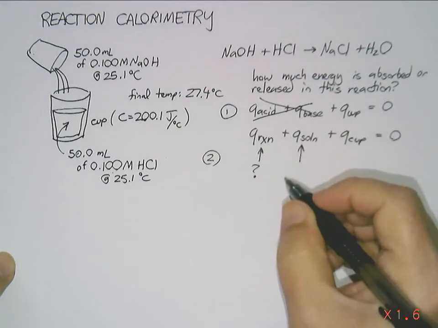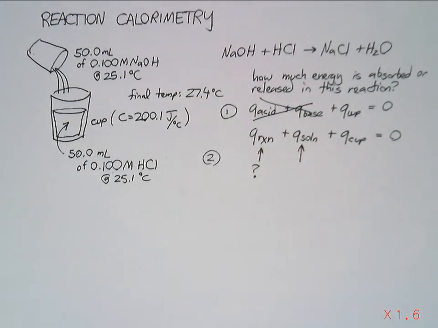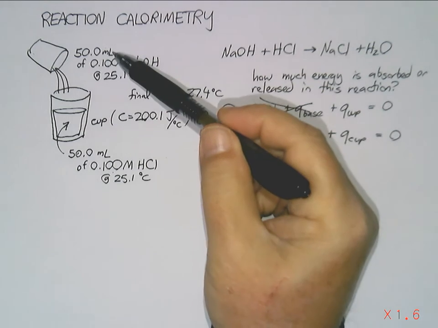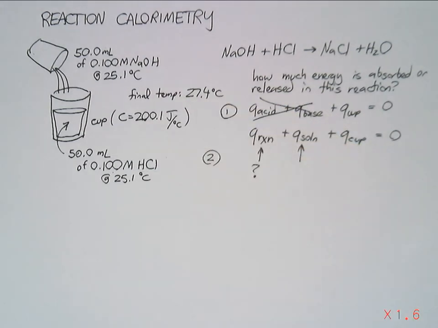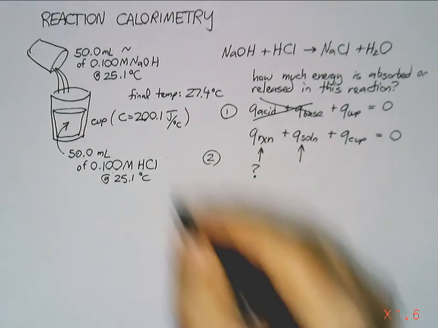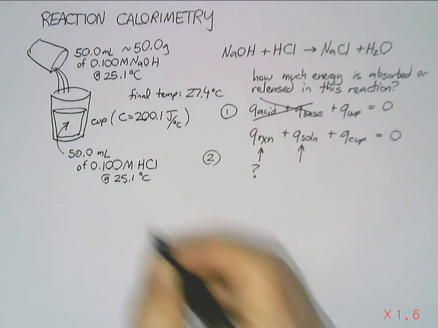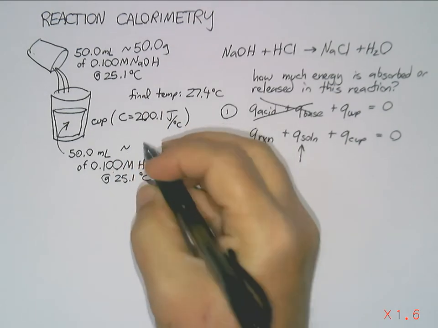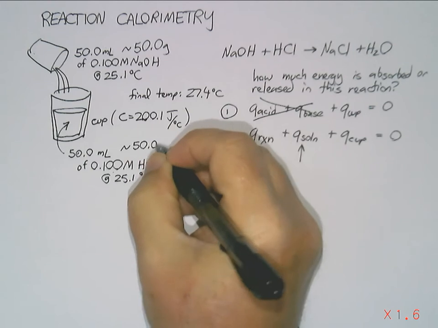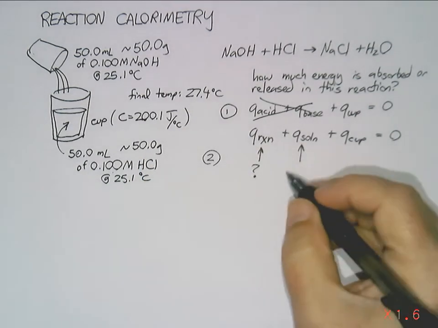For the solution, I know the mass of the solution when I mix these two. Now, do I really know the mass? I told you 50 milliliters and 50 milliliters here. If I knew the density, I could convert those into grams. The density of water is about 1 gram per milliliter, so I can approximate the mass of this solution as 50 grams. And I can approximate the mass of this solution as about 50 grams too. So I'm going to do that, and I'm going to say I know the mass of the solution.